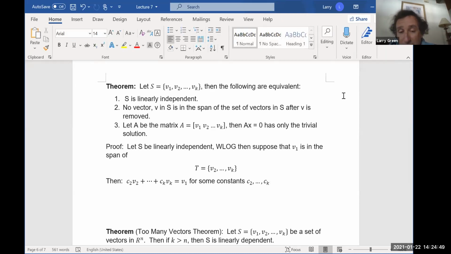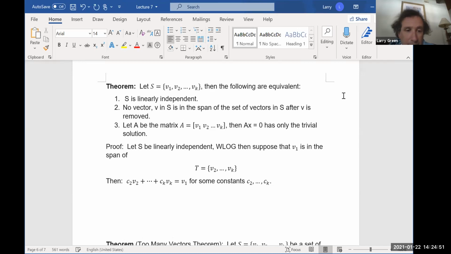Isn't that what the span means? Are y'all good with that? Yeah. All right, what can I do now? And the key is you got to know what your goal is. And our goal is we said let S be linearly independent. And now we're going to try and show that we have a contradiction if we have this in the span. So a contradiction means that we're going to try and show it's not linearly independent. Does that make sense?